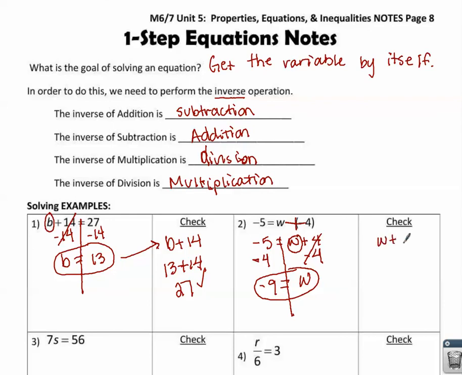When you go to check your answer, I'm going to write the simplified w plus 4. So negative 9, because you want to substitute your answer in for w, plus 4 is negative 5. Negative 5 matches our solution of negative 5. So you know you did the answer right.